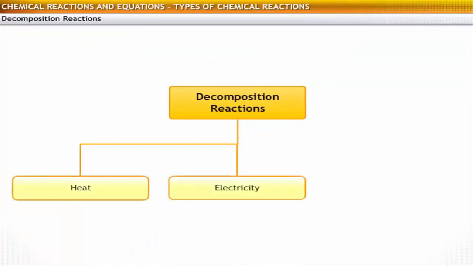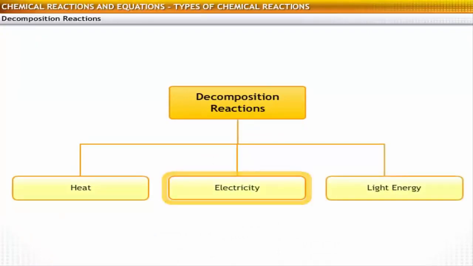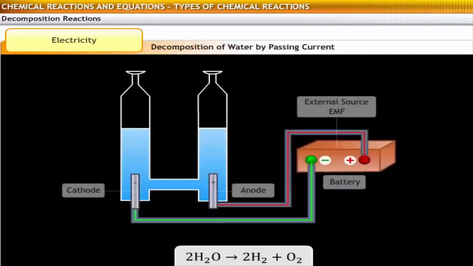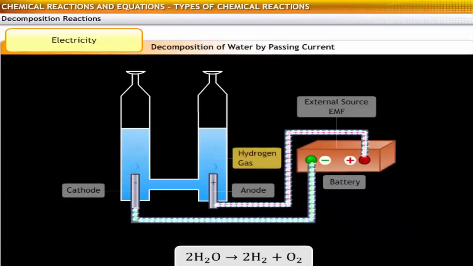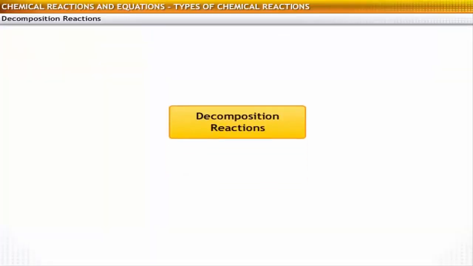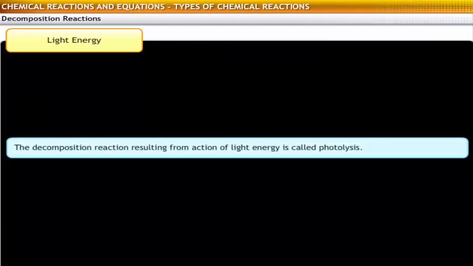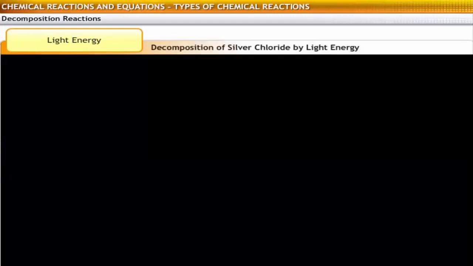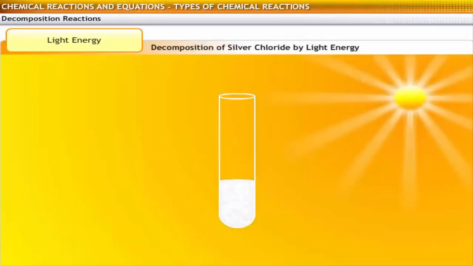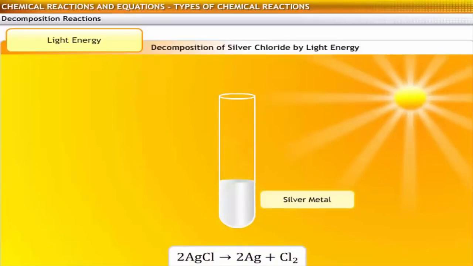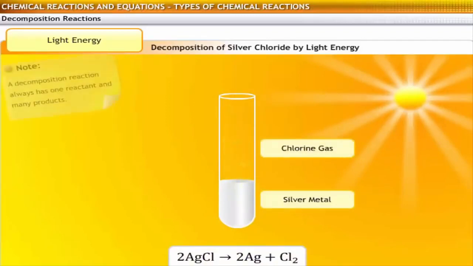Decomposition of a substance by passing a current through it is called electrolysis. For example, when electric current is passed through acidified water, it decomposes to give hydrogen gas and oxygen gas. Finally, the decomposition reaction resulting from action of light energy is called photolysis. For example, when silver chloride is exposed to light, it decomposes to form silver metal and chlorine gas. Remember that a decomposition reaction always has one reactant and many products.